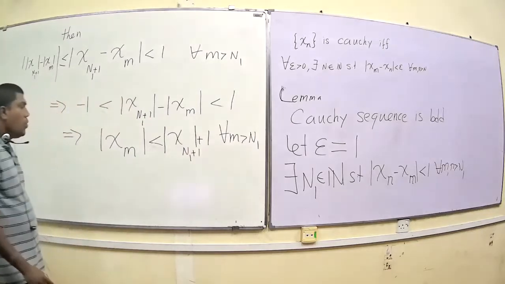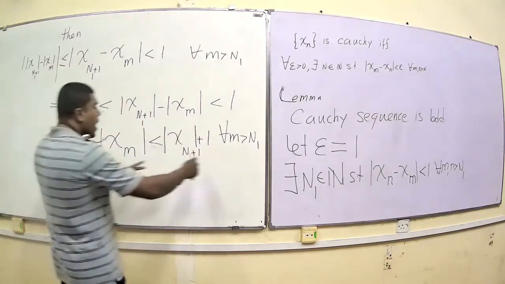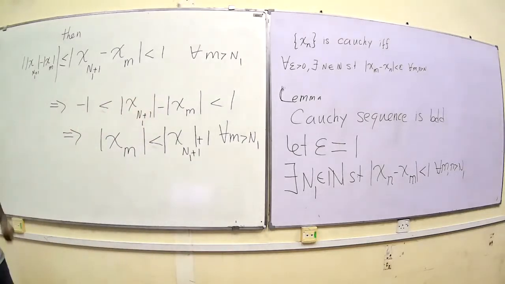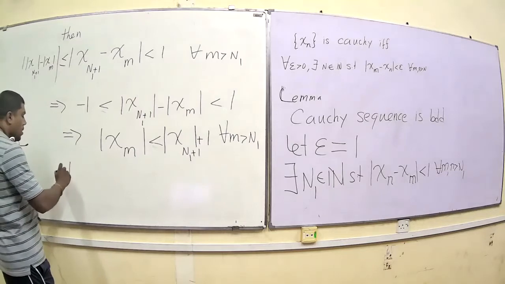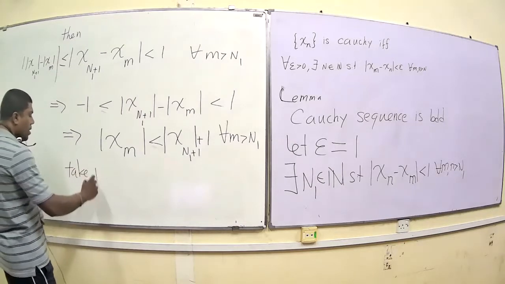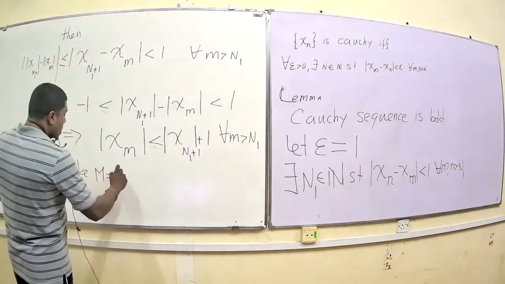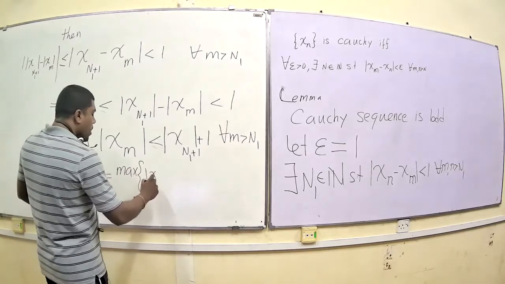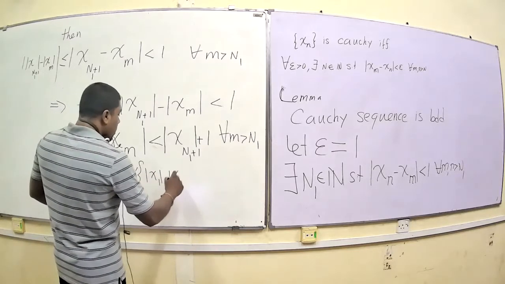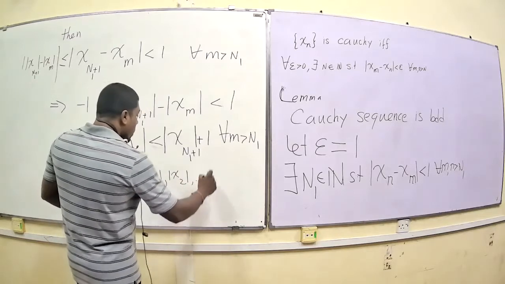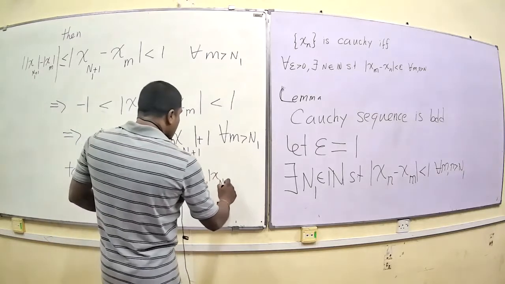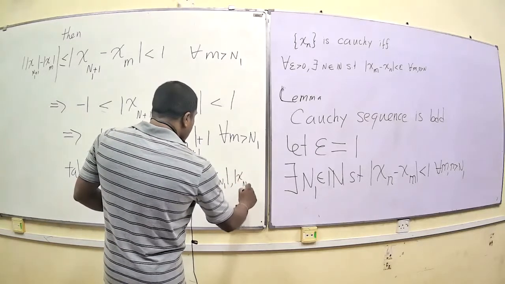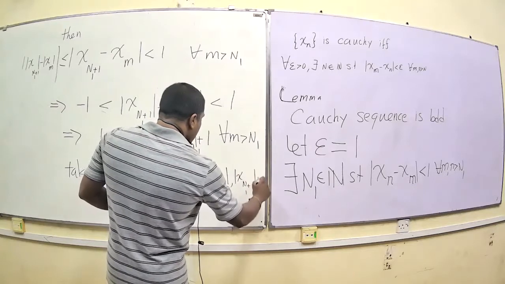What you want to show is that the absolute value of xm is less than M for all m in natural numbers, not just these. So what you can do is take capital M to be the maximum among the numbers: absolute value of x1, absolute value of x2, all the way up to absolute value of xn1, and this one, absolute value of xn1 plus 1, plus 1.